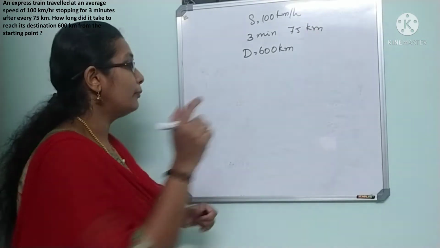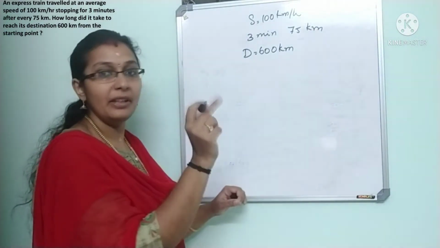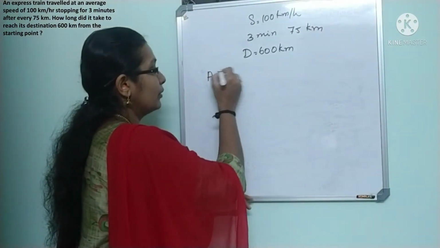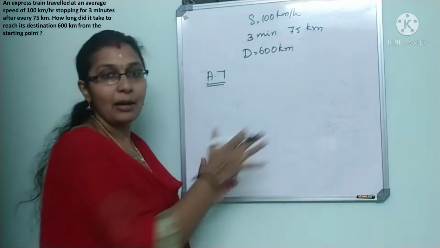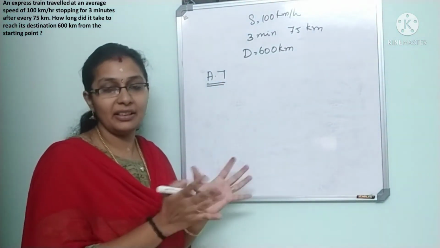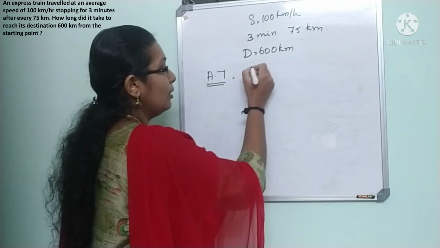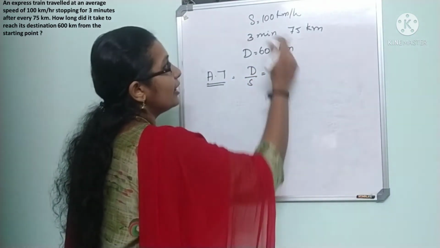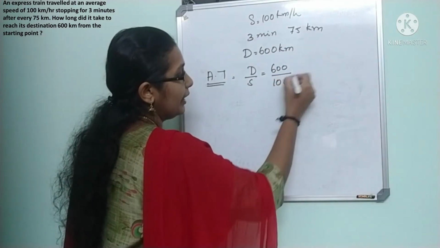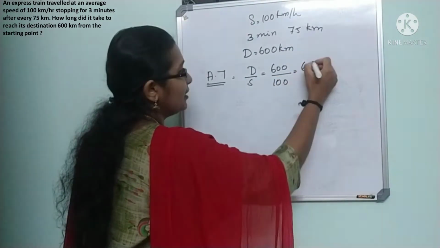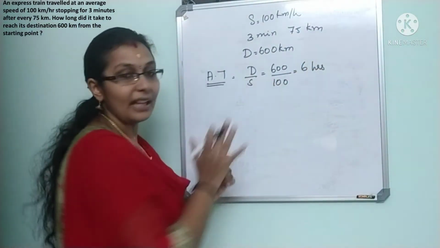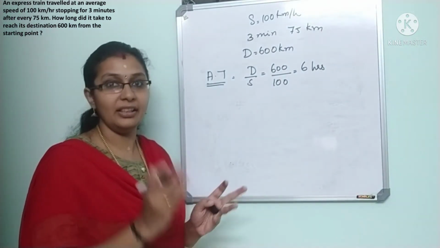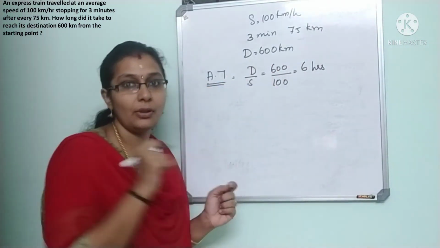So first, always remember, we will find the actual time it will take to cover the distance. Time is equal to distance by speed. So here distance is 600 divided by speed 100, which is equal to 6 hours. So the total time taken to complete the journey is 6 hours without stoppage.